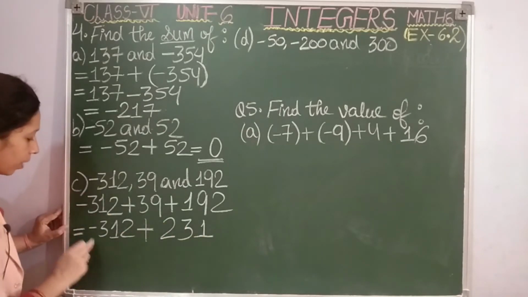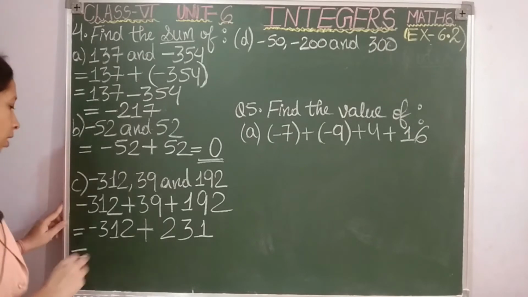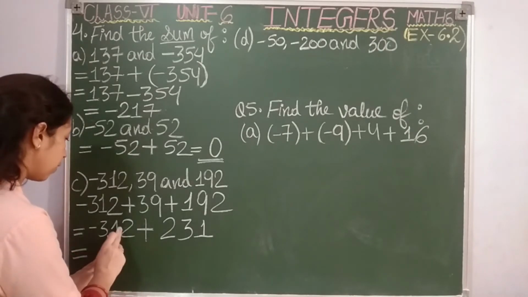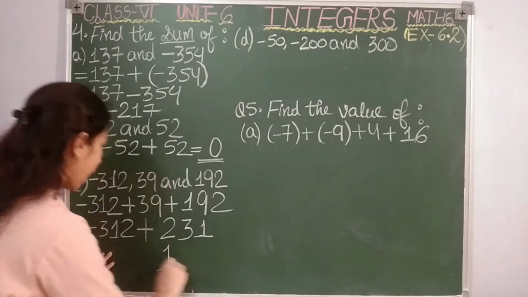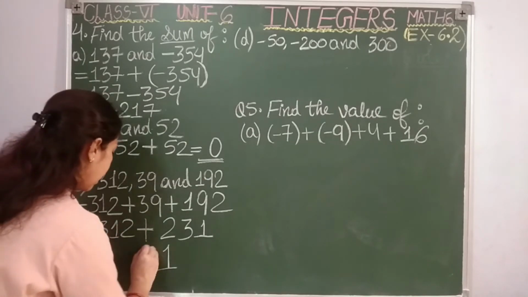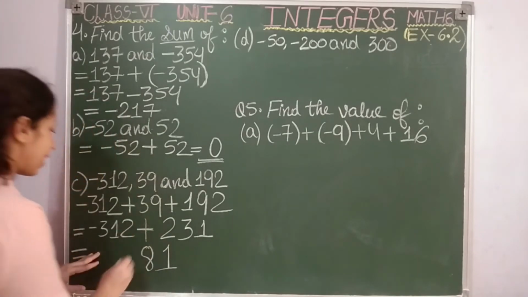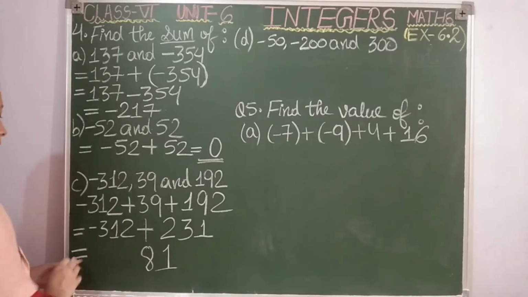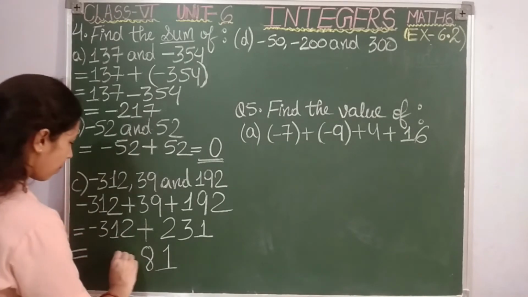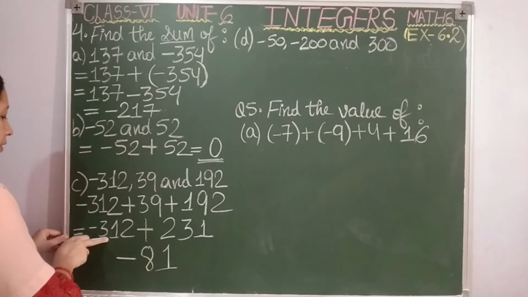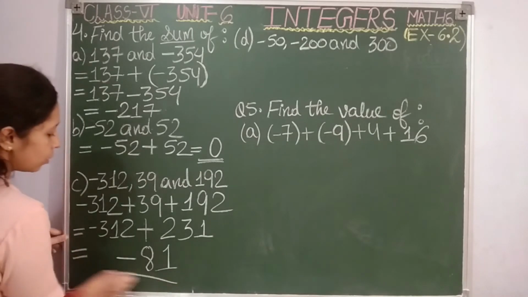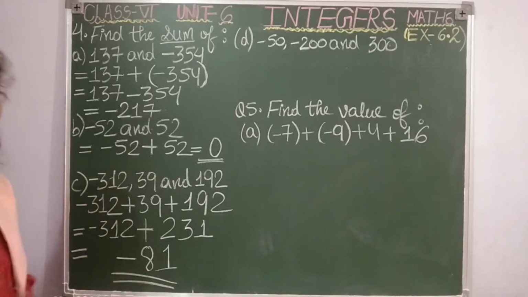Now what to do? Minus plus minus. So 312 minus 231 we have to do. 2 minus 1, 1. Then 11 minus 3, 8. Then 2 minus 2, 0. 0 no need to write. Okay. So minus plus minus. Why will the minus sign come? As 312 is the greater number with negative sign. So my answer will be minus 81.